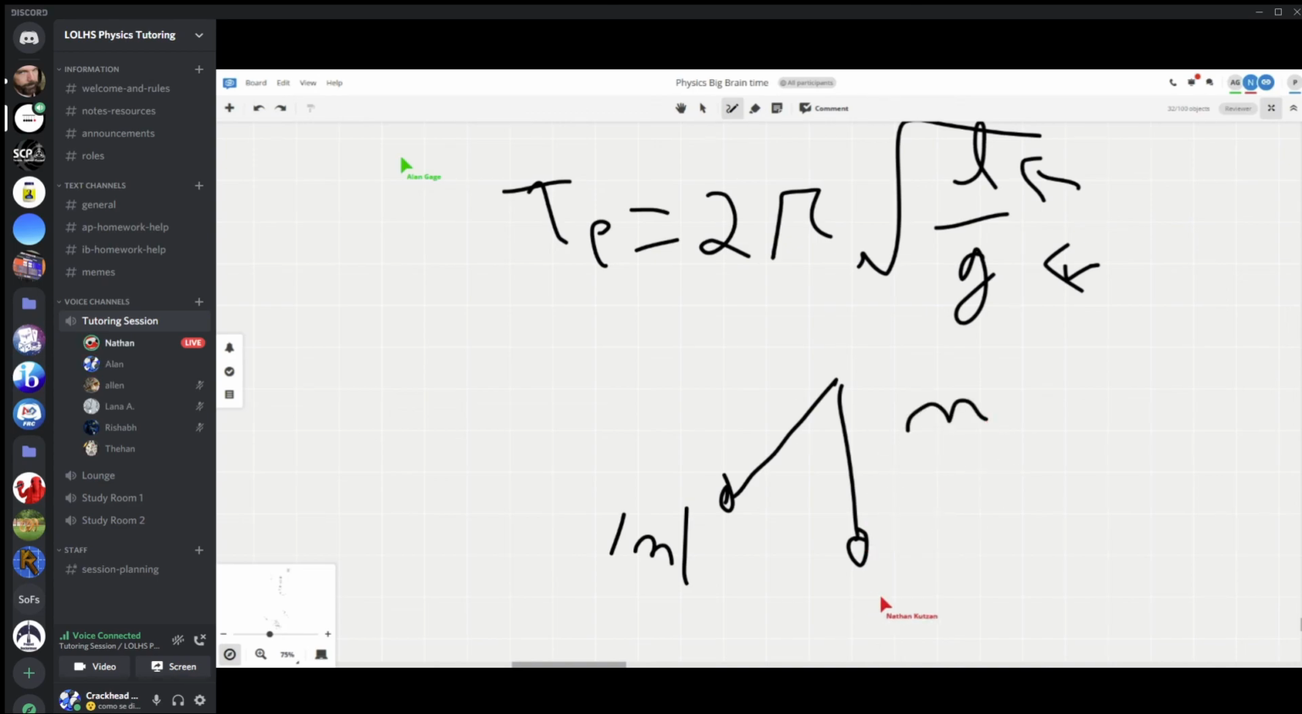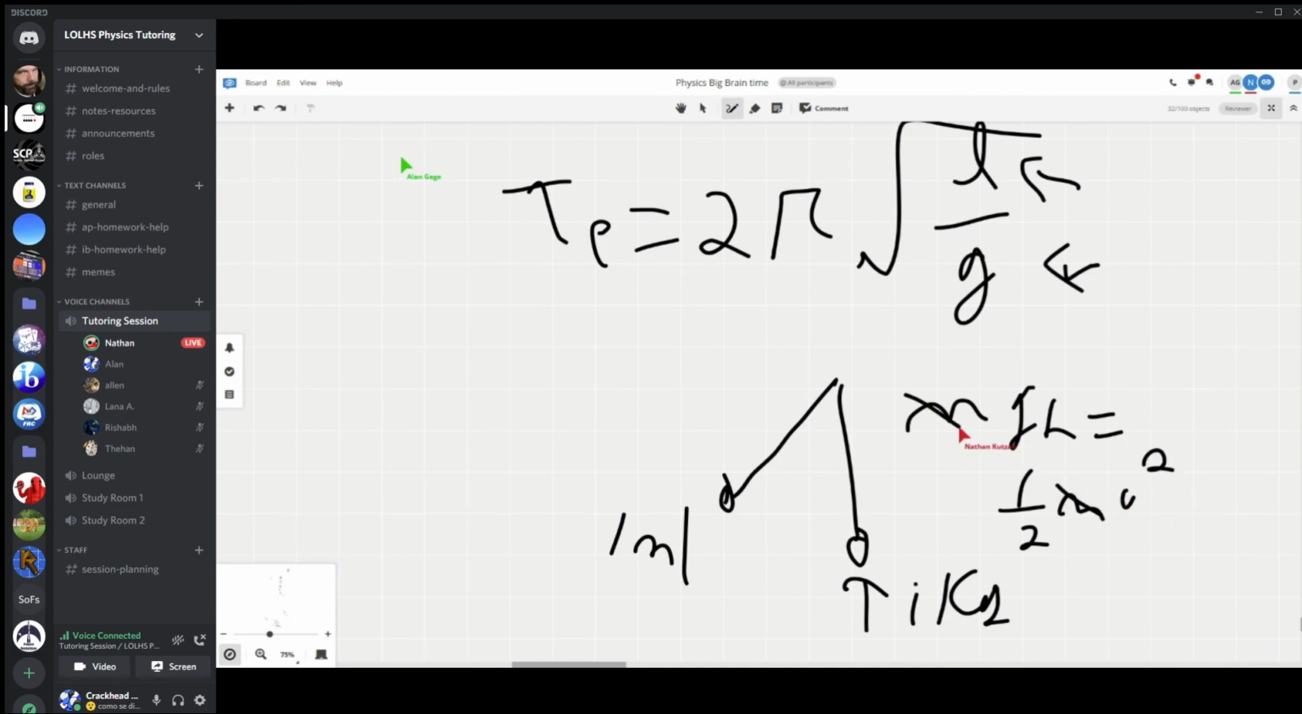You're right, I didn't give you the mass. Let's say 1 kilogram for the sake of it. But yeah, mgh is equal to 1/2 mv squared. Your m's are going to cancel out, so it's going to be 1/2 v squared is equal to gh. Actually, you didn't need the mass. And you're just going to solve.